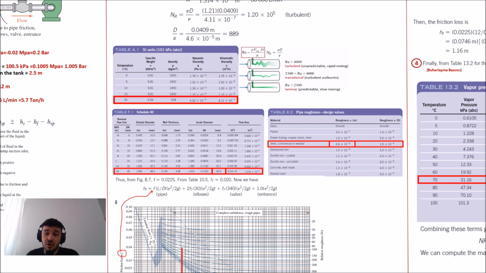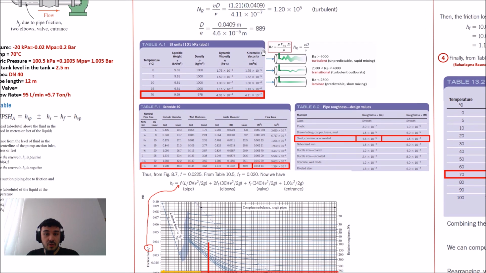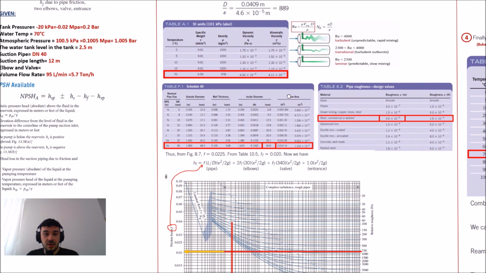So our pipe material is steel, so we select steel here. And what is the roughness value? Here. And we write it there. So divide one value by the other, and you will get this. And this is our ratio. So why do we calculate this value? I will show you.